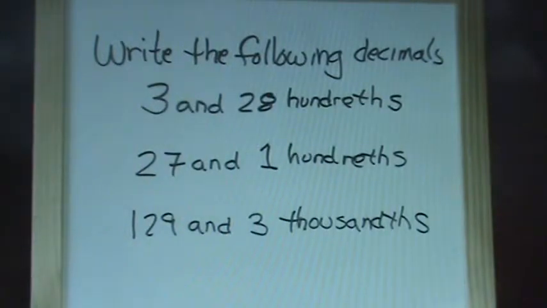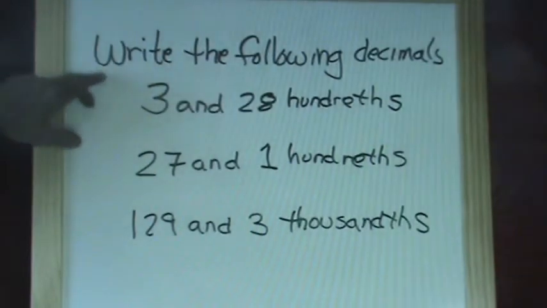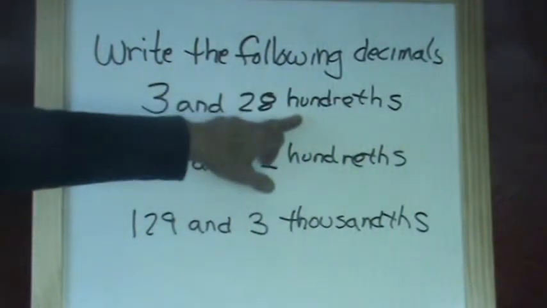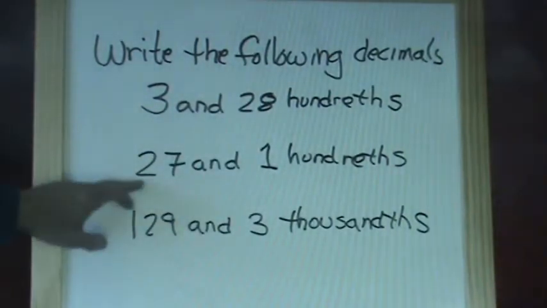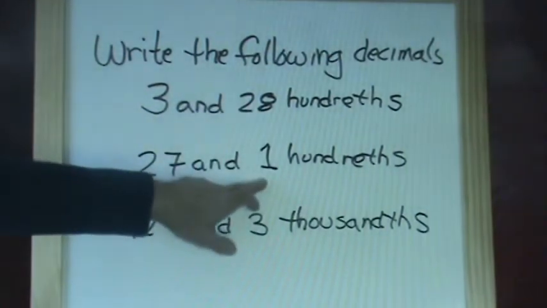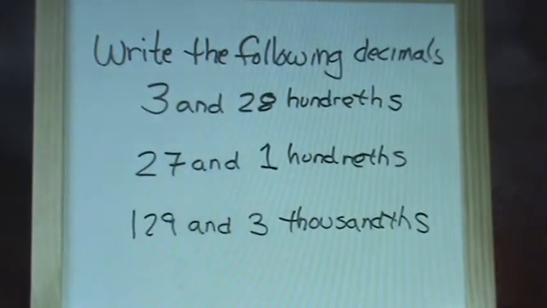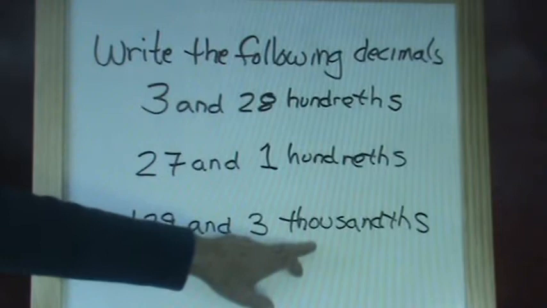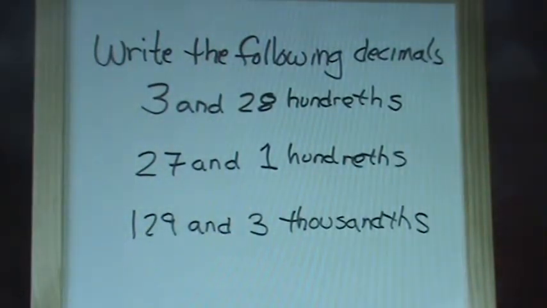Let's take a look at these problems. Write the following decimals: 3 and 28 hundredths, 27 and 1 hundredths, 129 and 3 thousandths. I want you to shut the DVD off, put it on pause, and work these three problems, and then turn it back on again, and we'll go over it. See how you did.